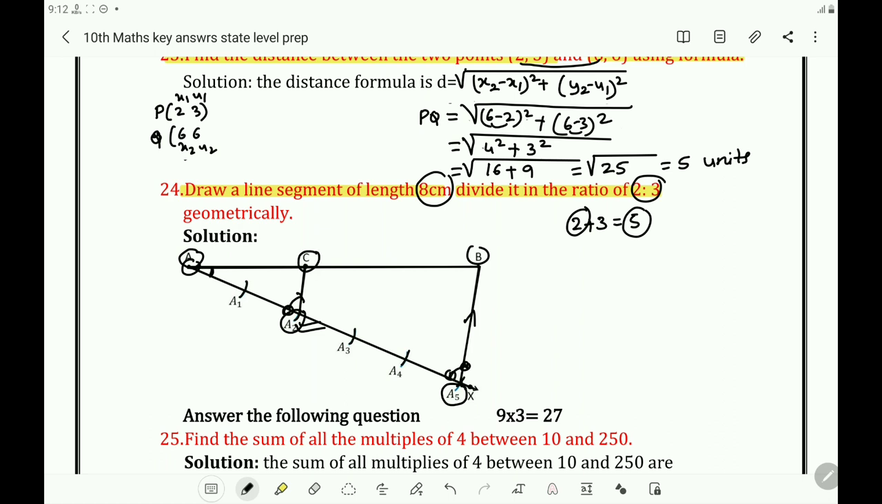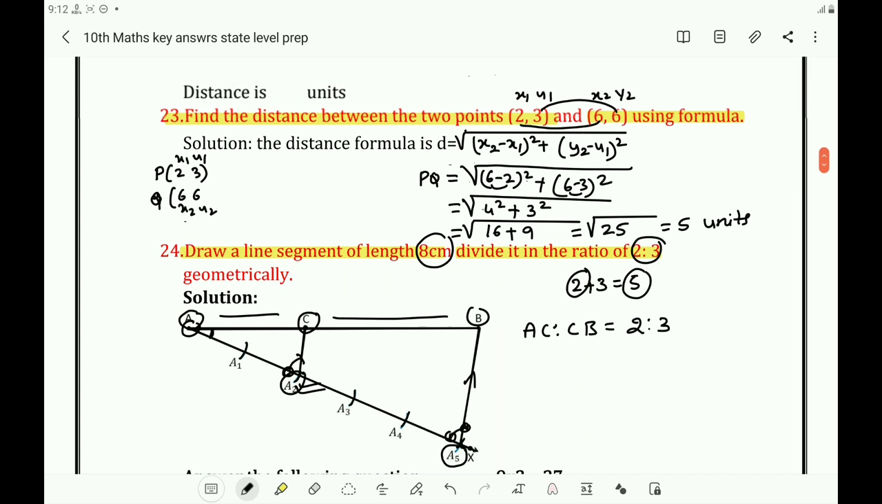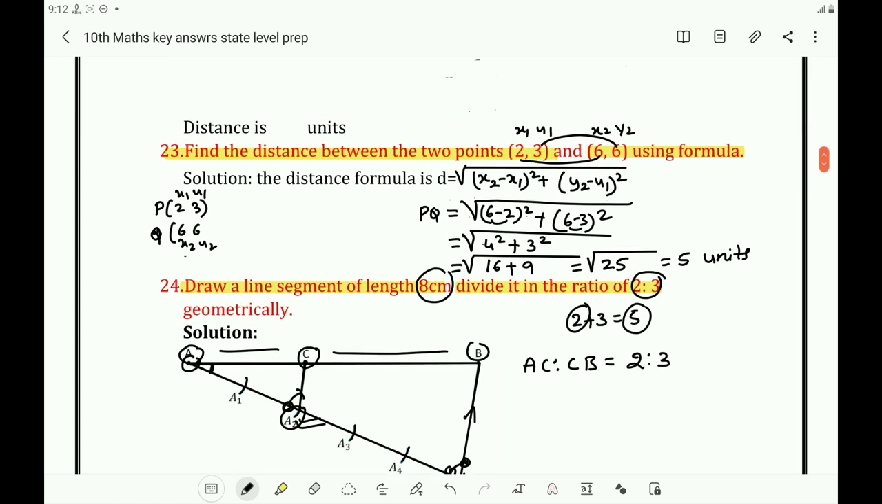So you got the line which is divided in the ratio 2 is to 3. This is 2 part AC and this is 3 part. So AC to CB is 2 is to 3. So you can measure the length of AC and BC. That completes 1 mark questions and 2 mark questions.